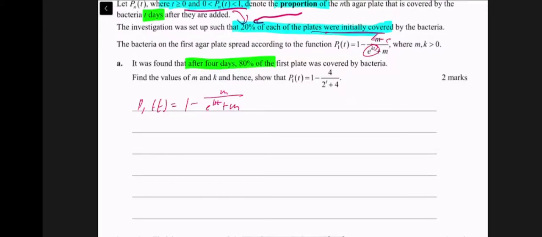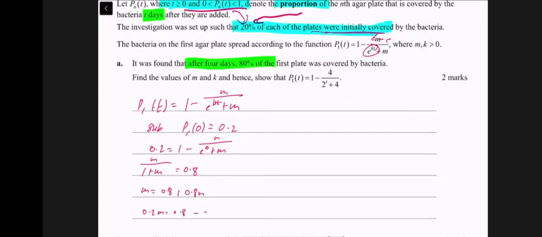So the first thing is sub p0 equals p10 equals 0.2. So 0.2 is 1 minus m e to the 0 plus m. So e to the 0 is just 1. So 1 plus m is 0.8. And then m is 0.8 plus 0.8m. So then 0.2m is 0.8. And then you just see that m is 4.